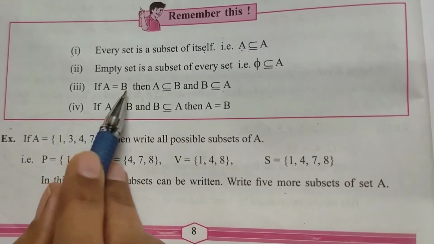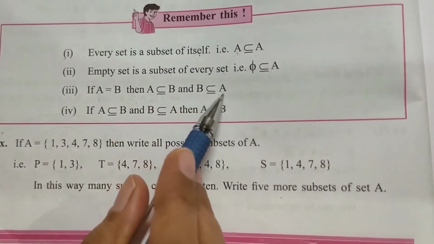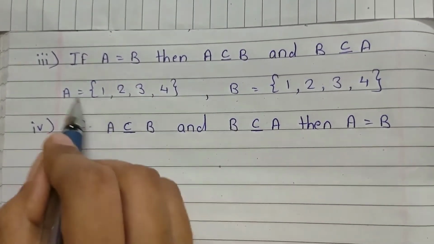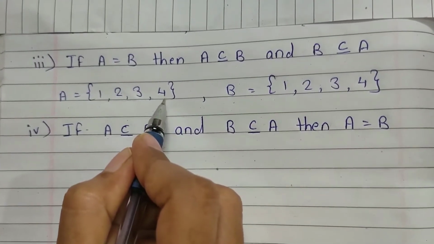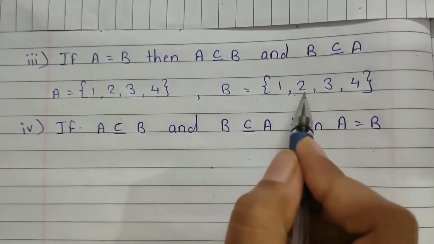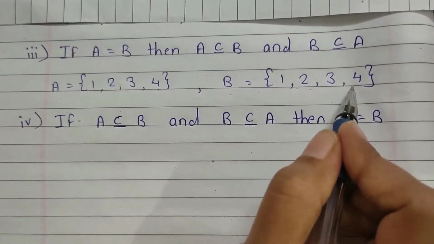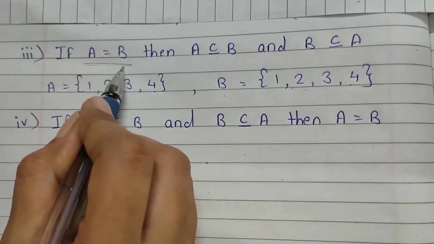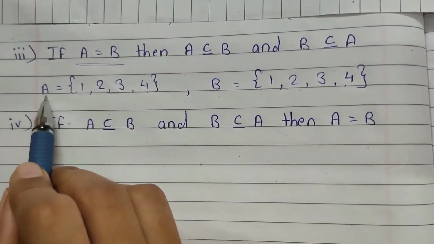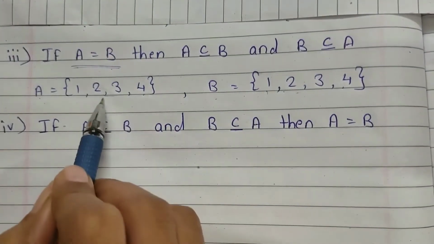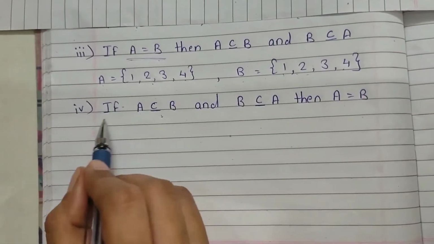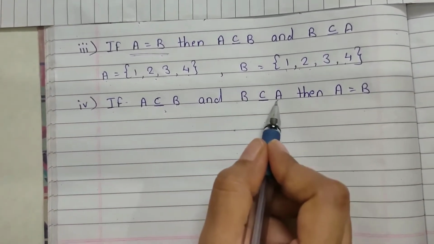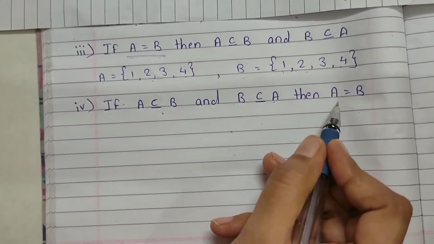If A equals B, then A is a subset of B and B is a subset of A. For example, if we have two sets A and B, we can see all the elements of set A are present in set B and all elements of set B are present in set A. So they are equal sets. A is equal to B. Then we can say A is a subset of B and B is also a subset of A. Similarly, if A is a subset of B and B is a subset of A, then A and B are equal sets.